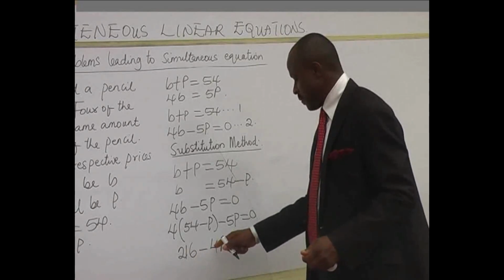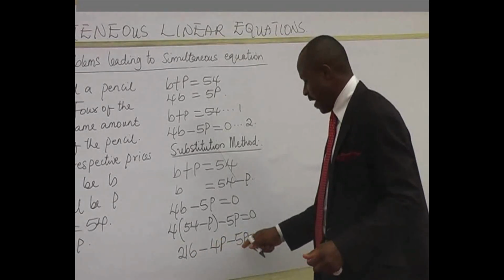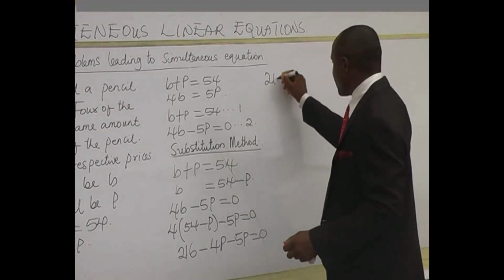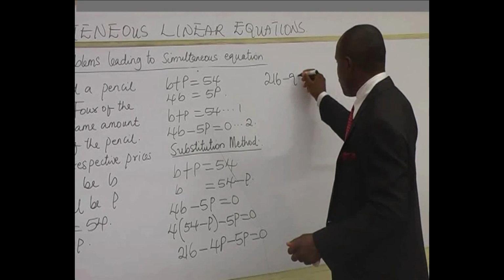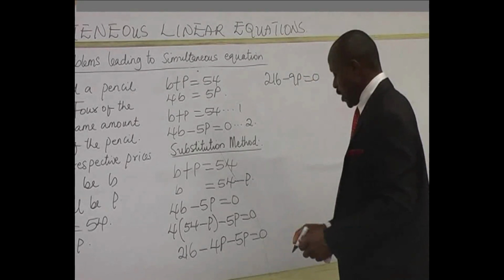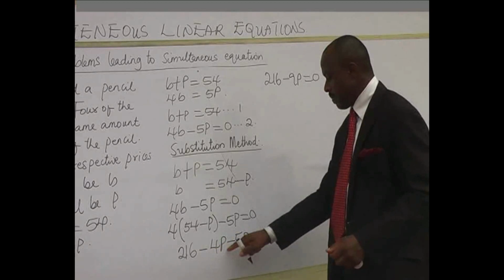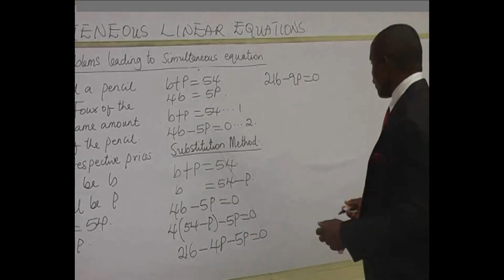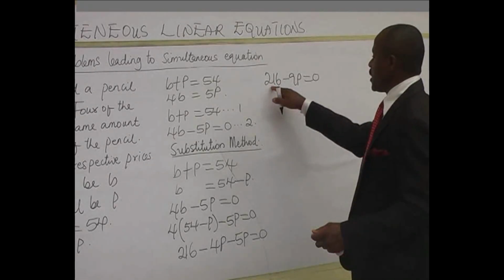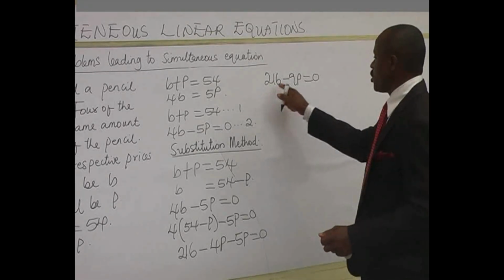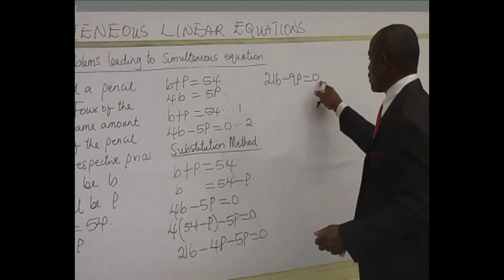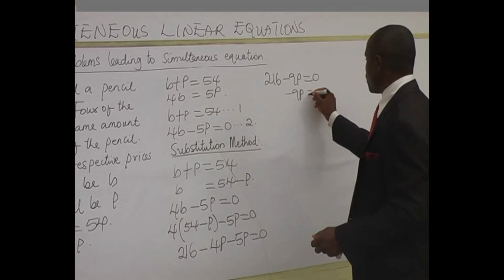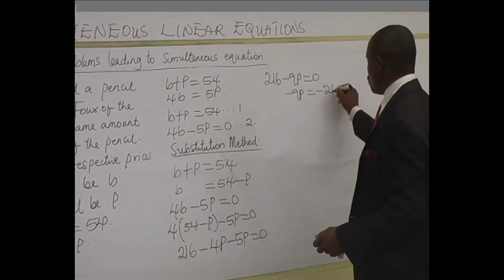216 minus 4p minus 5p is equal to 0 will now become 216 minus 9p is equal to 0, because minus 4p minus 5p is equal to minus 9p. Take 216 from the left hand side of the equation to the right hand side, it will change to minus 216. So the equation will now become minus 9p is equal to minus 216.